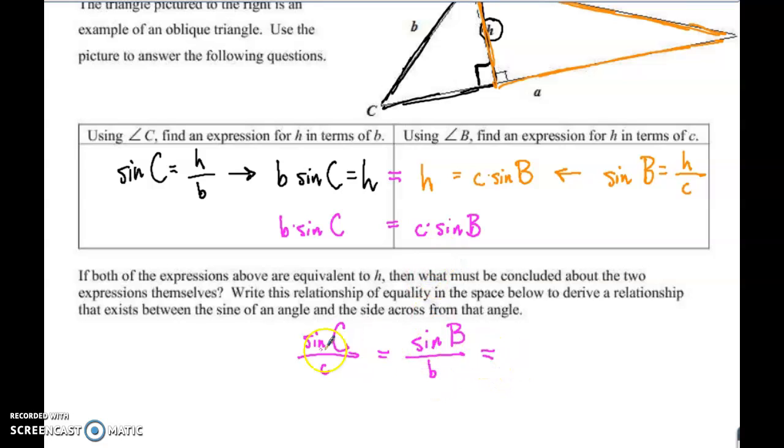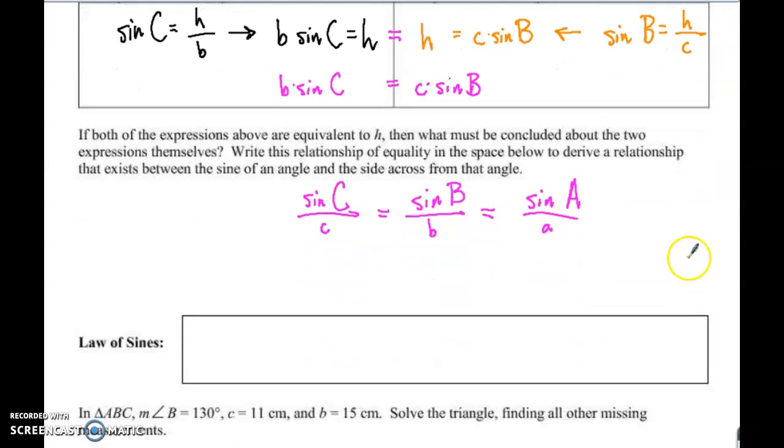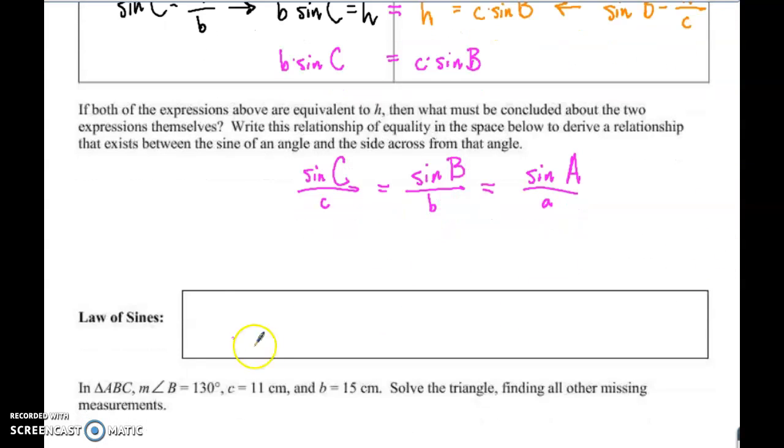And what you'll also notice is if this is true, then it also must be true that sine of A over the side length a must be equal to it. So this is acceptable. Or the law of sines, sometimes we write it the other way, like a over sine of A equals b over sine of B, which equals c over sine of C.